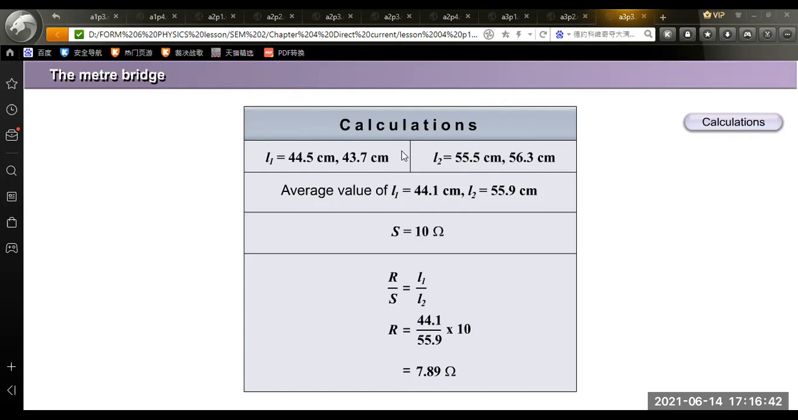That means I make sure by measuring two times. So from the average values, S is equal to 10 ohm. The resistor is 10 ohm. By using R over S equals L1 over L2, with the length 44.1 over 55.9 times S of 10, we get that the resistance of the wire will be 7.89 ohm.